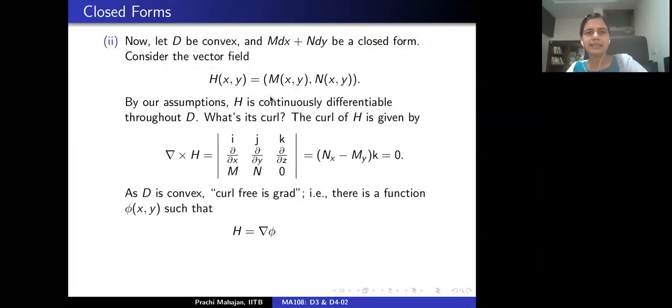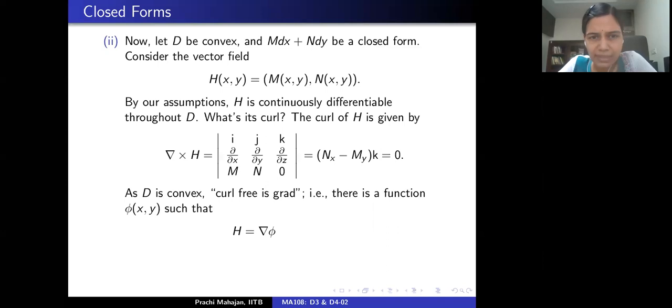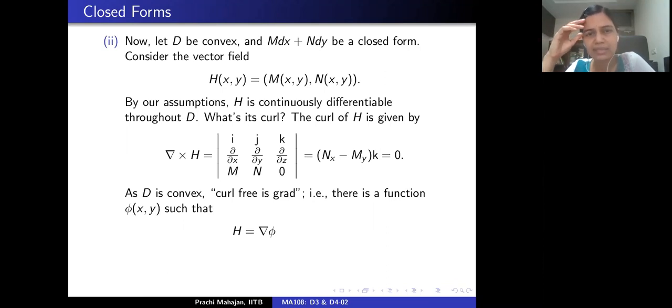So I considered this vector field H, and then I computed the curl of this vector field. Now, if the curl of this vector field is 0 and D is assumed to be convex, then let's recall, this must have been done in your calculus course, that for convex domains, if you have a vector field such that its curl is 0, then there must be a function phi such that H can be written as the gradient of that. H is a gradient field. Does everybody remember that theorem?